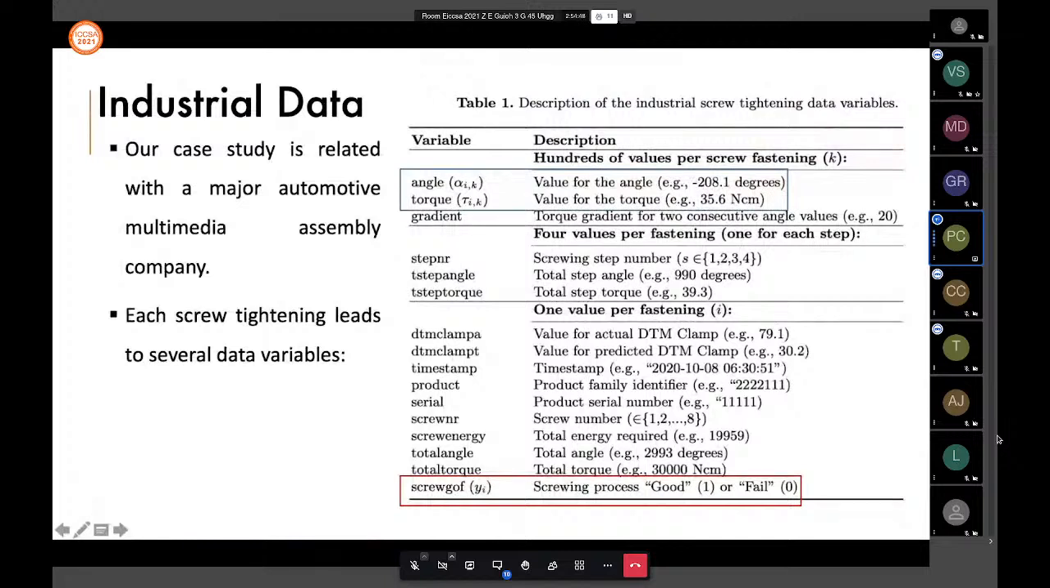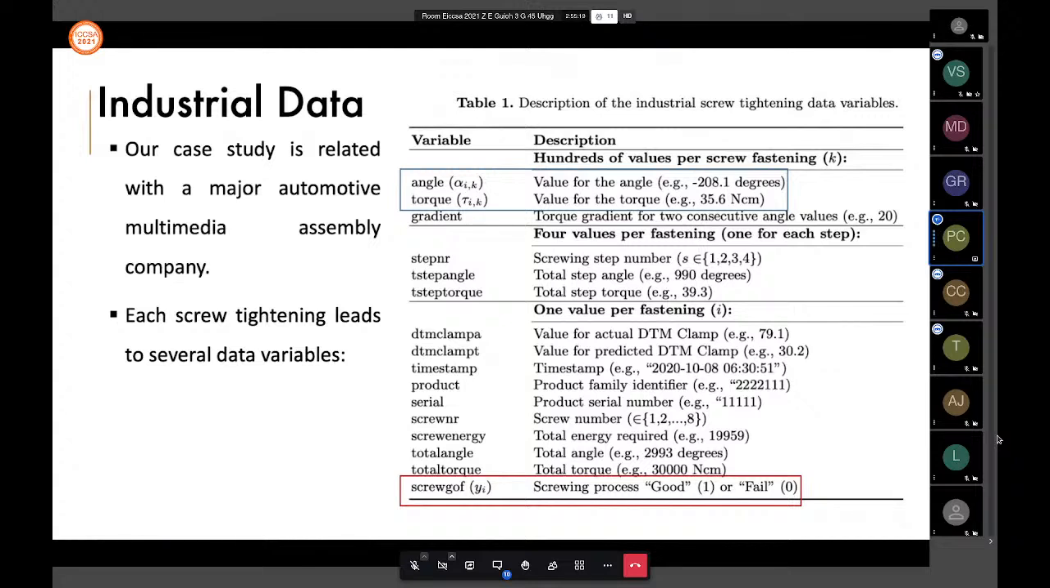In terms of industrial data, each time there is a screw tightening, there are hundreds of values that are generated. Typically, the most common values are the angle and the torque, and this generates around 400 values per fastening cycle. It depends on the fastening cycle, but other values are computed, like the gradient.